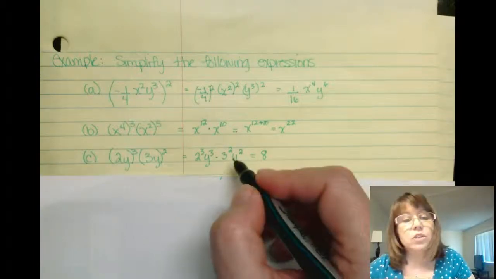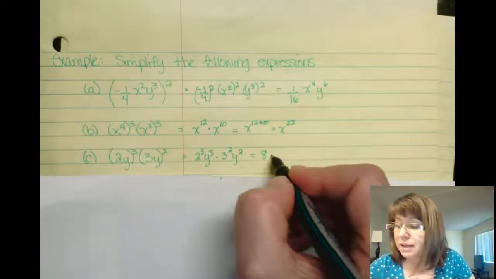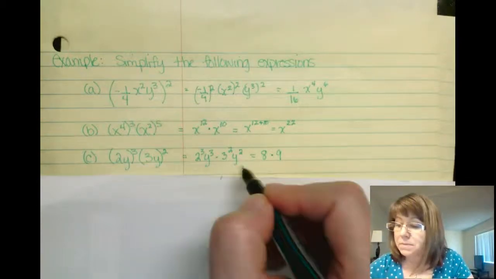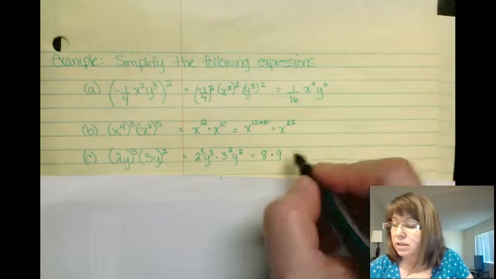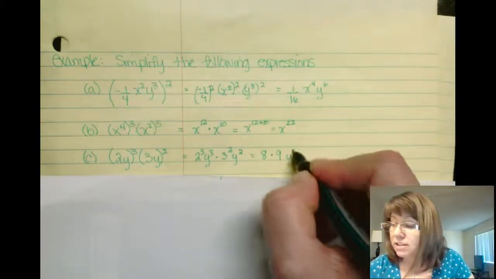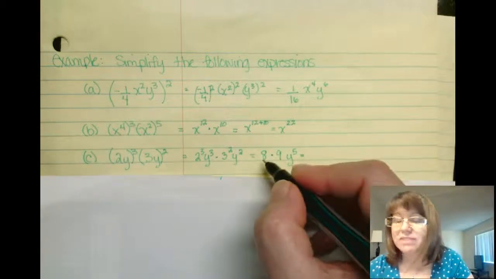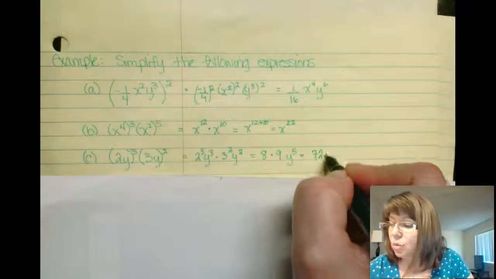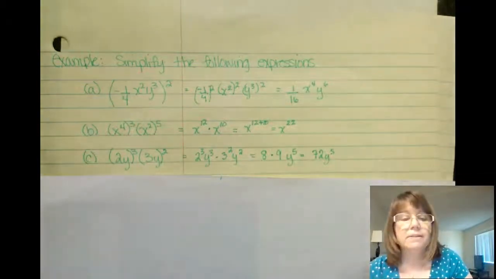And I'm going to go ahead and do the 3 squared because that's another number, which is 9. And now I have y cubed times y squared. So that's y to the 3 plus 2, which gives me y to the 5th. Now I just have to say 8 times 9 is 72, y to the 5th.